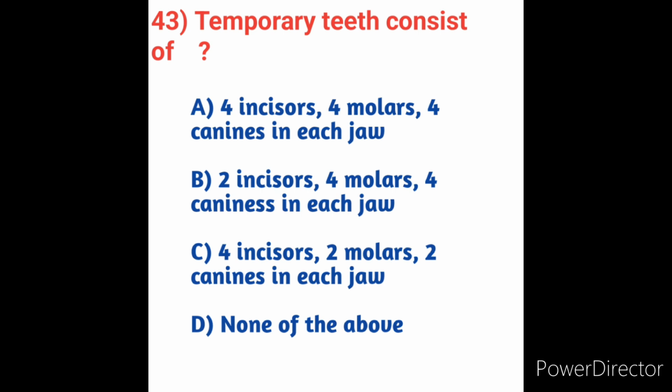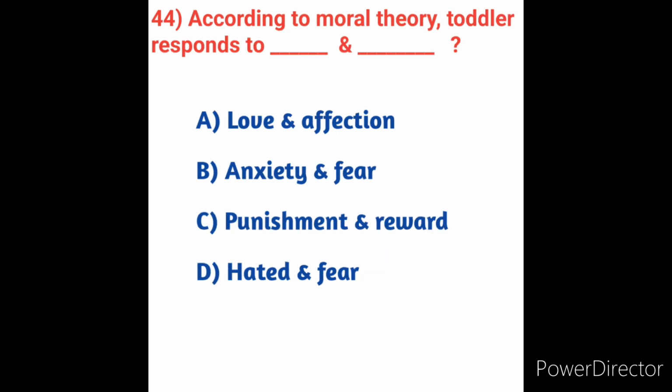In each arch of the mouth there are 2 central incisors and 2 lateral incisors. So we have 4 incisors. Totally 4 incisors, 2 canines and 4 molars in each jaw. When the permanent teeth start growing, the temporary teeth will fall off. So the temporary teeth consist of 4 incisors, 4 molars and 2 canines in each jaw, which is option A, the correct answer. Next we will move on to question number 44.